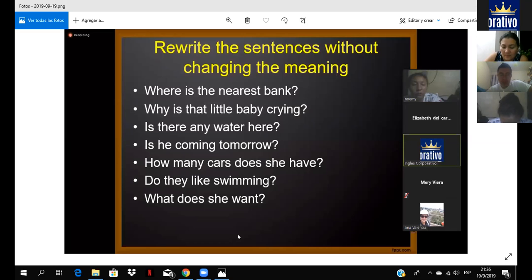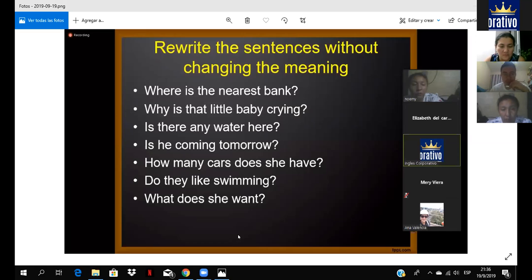Let's see how. Do they like swimming? ¿Cómo nos queda esa? I was wondering if they like swimming. Excellent. Repeat, please. What was the first question? I was wondering if they like swimming, Alex. You cannot forget the if. Yes, in these sentences, we omit do, and we add if. That's right, because they are yes/no questions.